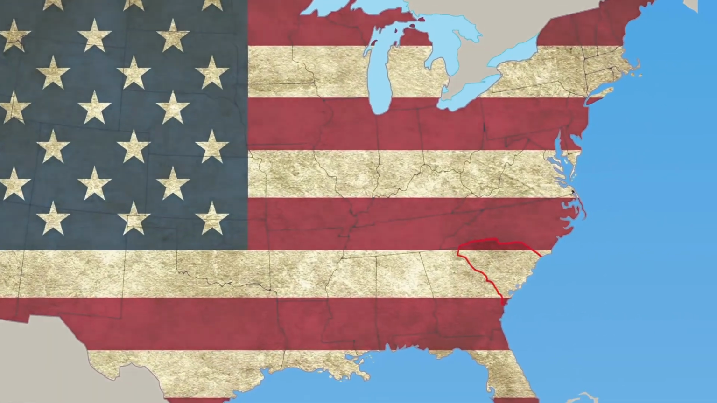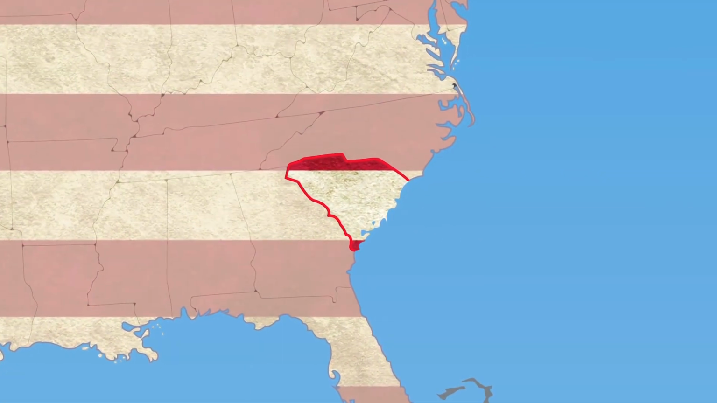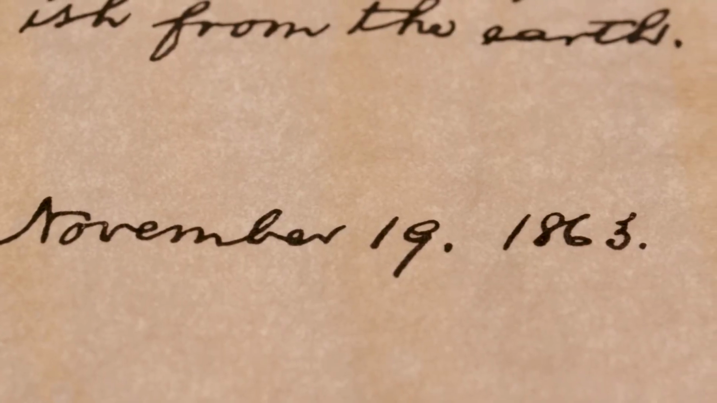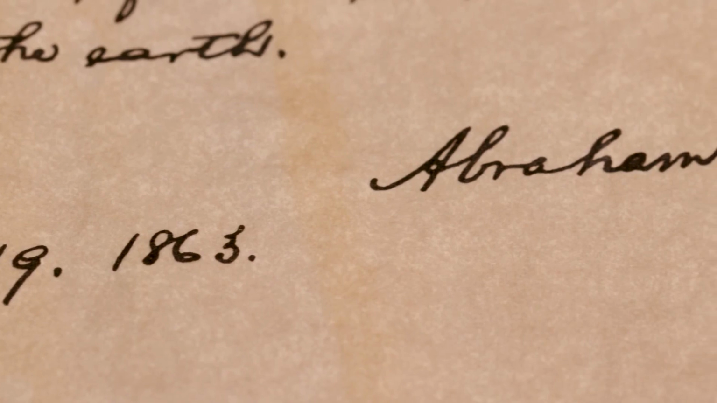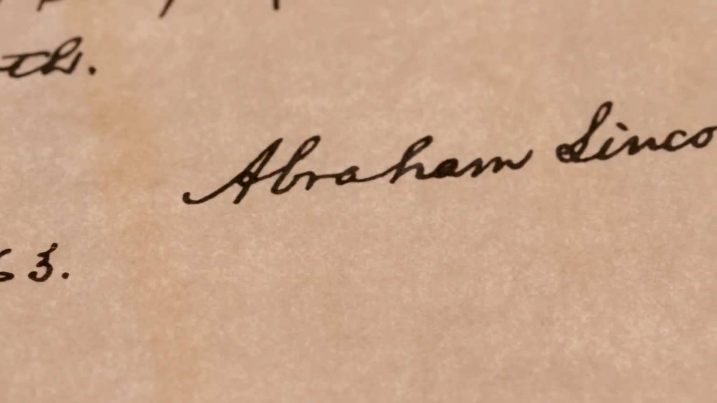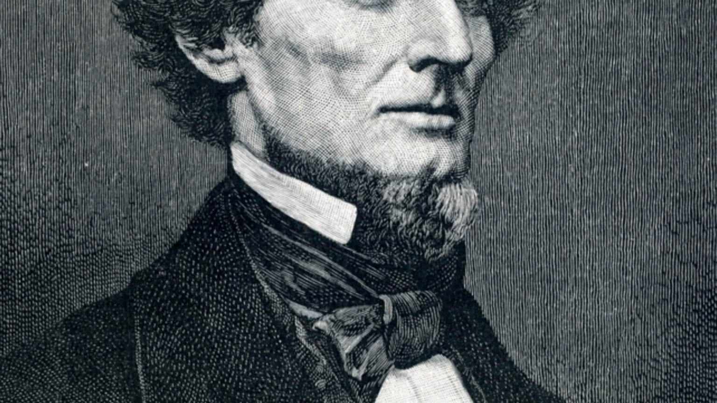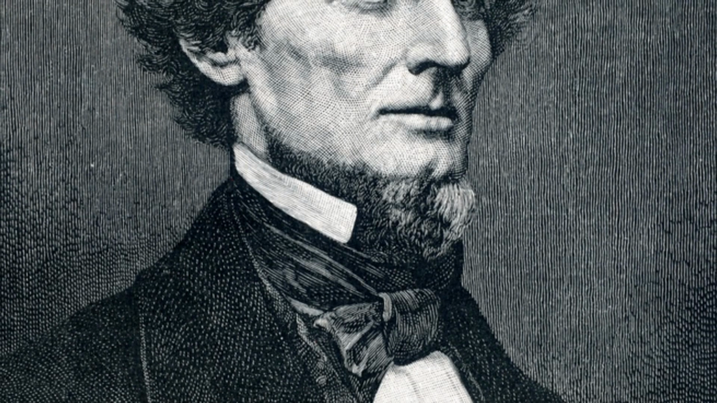In the wake of Lincoln's election, 11 Southern states, South Carolina, Mississippi, Florida, Alabama, Georgia, Louisiana, Texas, Virginia, Arkansas, Tennessee, and North Carolina, seceded from the Union. They formed the Confederate States of America, electing Jefferson Davis as their president.